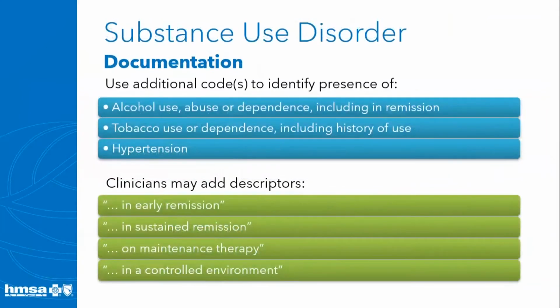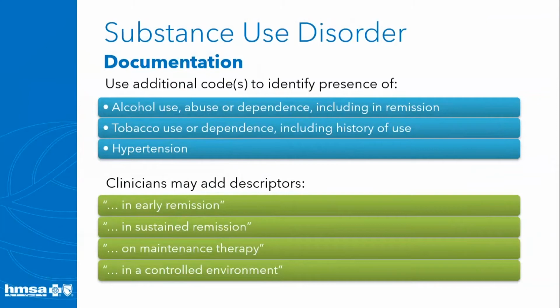In your documentation, use additional codes to identify the presence of alcohol use, abuse, or dependence, including in remission. Document tobacco use or dependence, including history of use, as well as any hypertension.